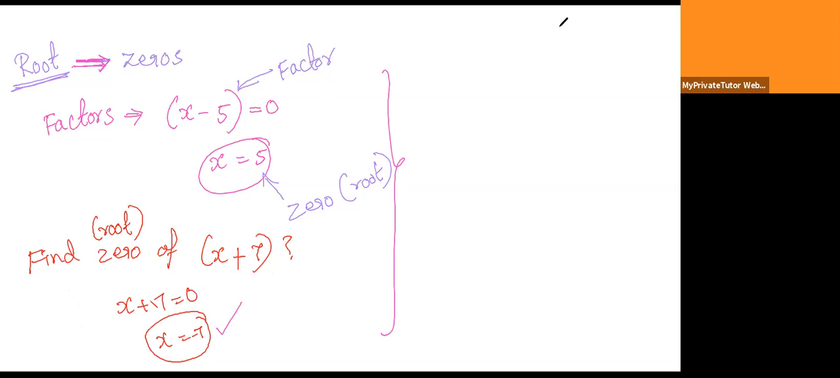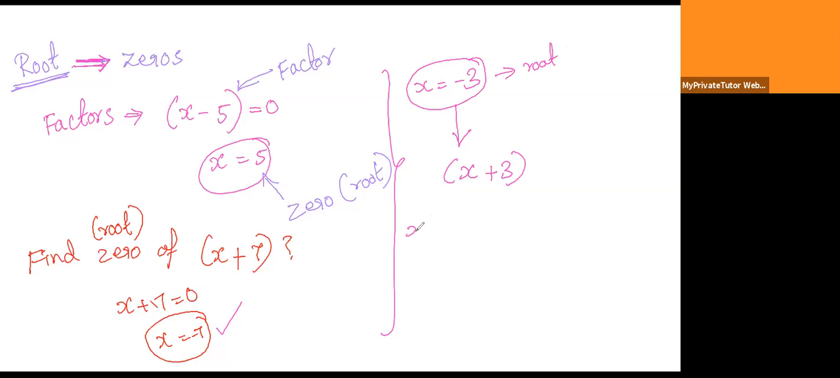And the other way around, if x equals minus 3 is a root or a zero, can anyone tell me the factor for this? What is the factor of minus 3? It's very simple, x plus 3 is the factor. I hope everyone understands this.